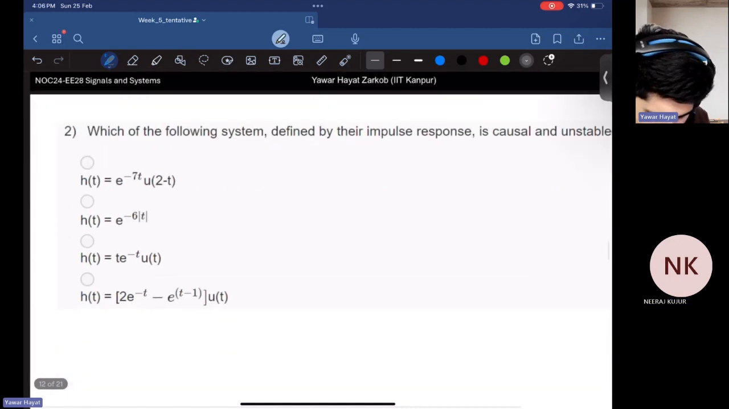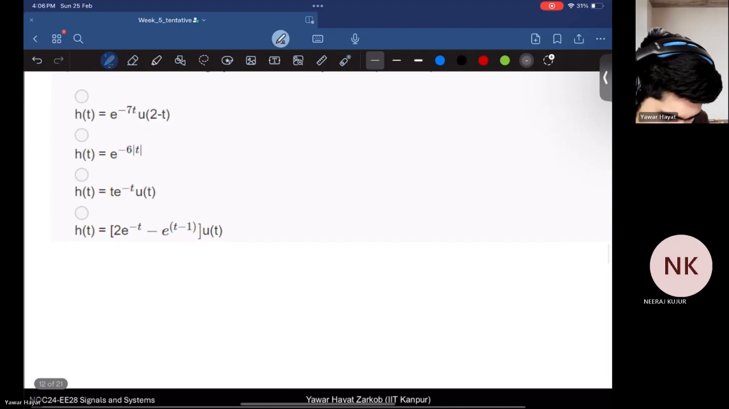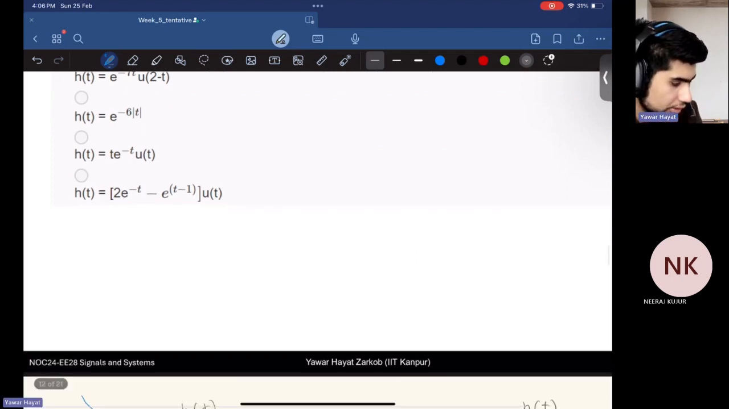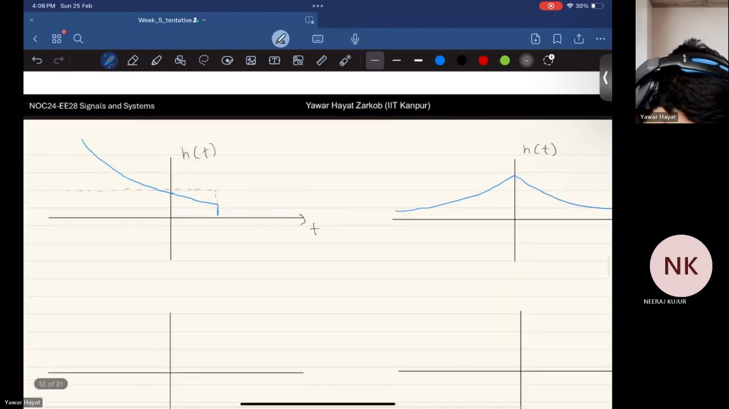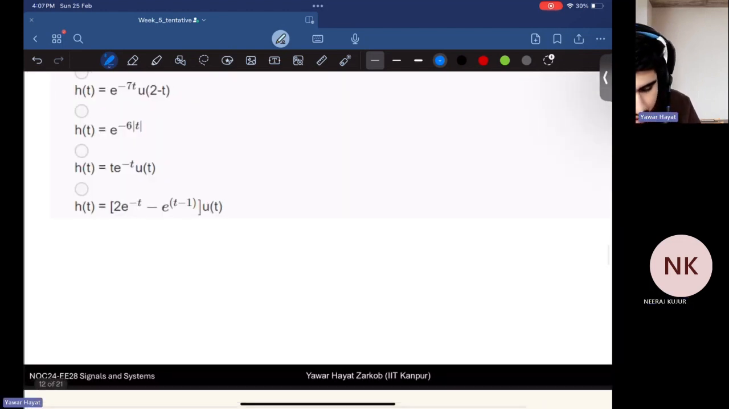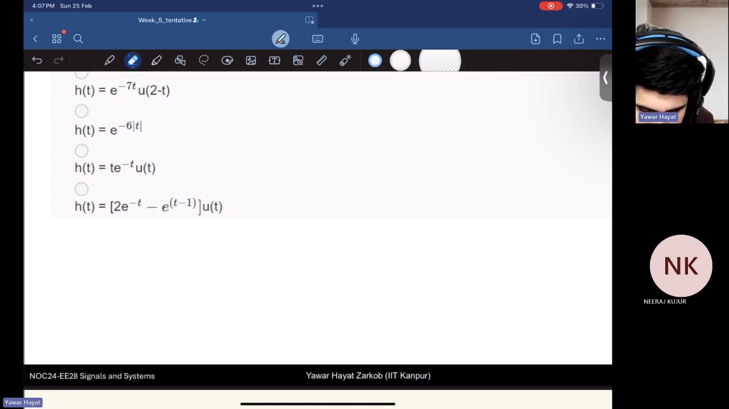Okay, moving on to the third one, t e to the power minus t u of t. So this time it's fine, right? This is u of t, our usual u of t. Now it is t e to the power minus t.